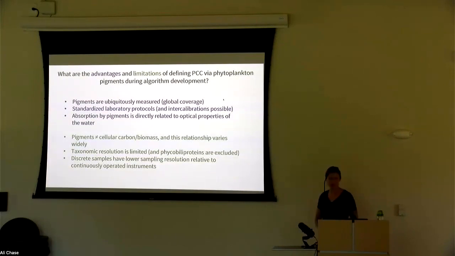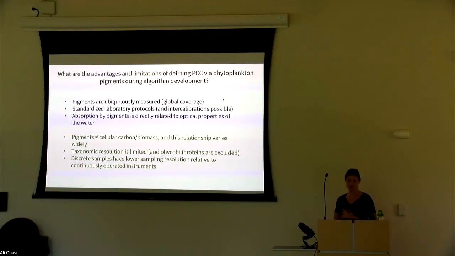And there are some real advantages. We have pigment data from all over the world, and it's easy to standardize the method to extract HPLC pigments. And the absorption by different colored pigments is directly related to why the water is a different color. So it's very important. But pigments are not equivalent to cellular carbon or biomass. The relationship varies with taxonomy and with physiology, so how the cells have adapted to their environment. They may be making more pigments when there's low light so they can collect more photons. And so then we measure more pigments, but it doesn't actually mean that there's more of that type of phytoplankton.